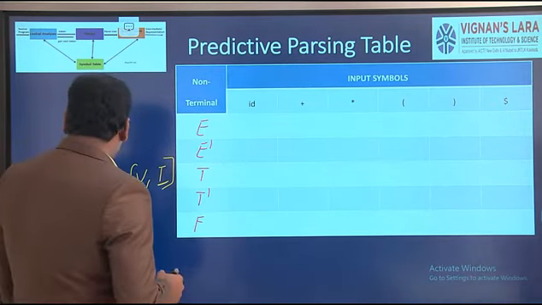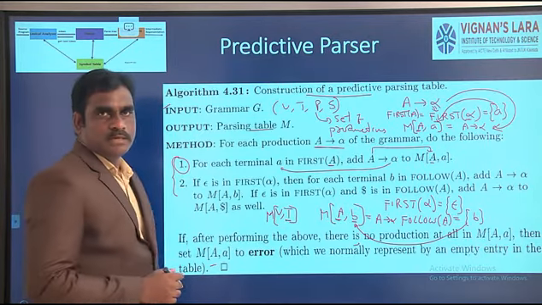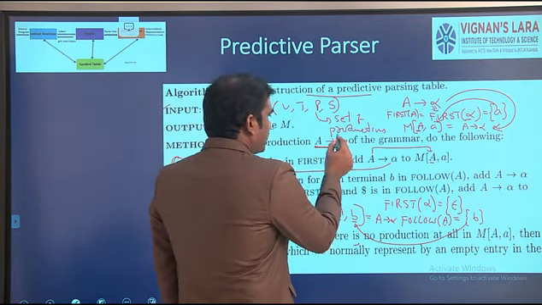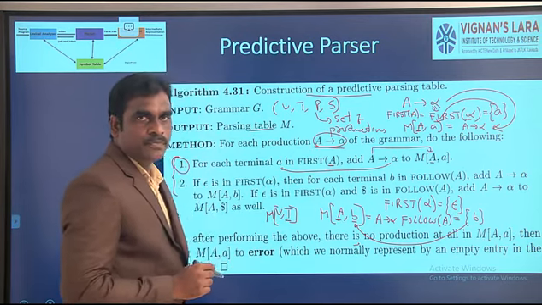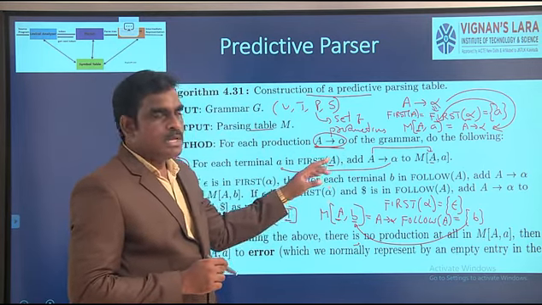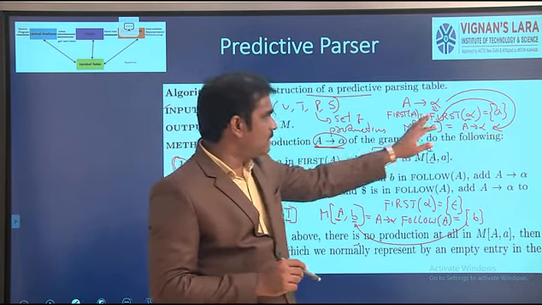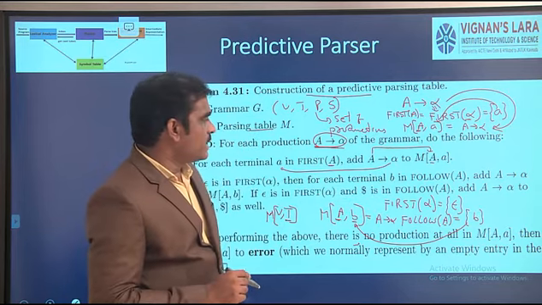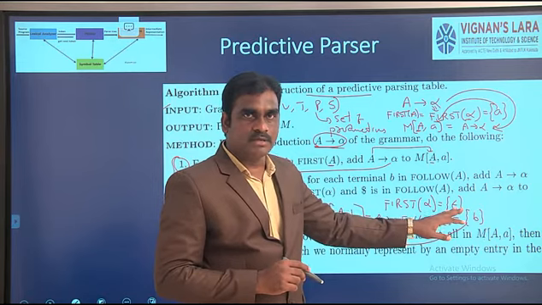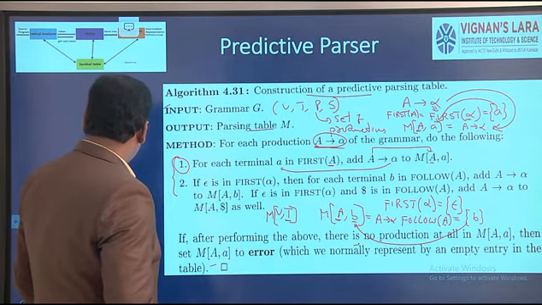Now, what is this algorithm? This is the algorithm. Each and every production is compared with A to alpha. Next, find first of alpha. Suppose the first of alpha does not contain the epsilon symbol, then apply rule 1. If the first of alpha contains epsilon, then apply rule 2. So we have only 2 rules.